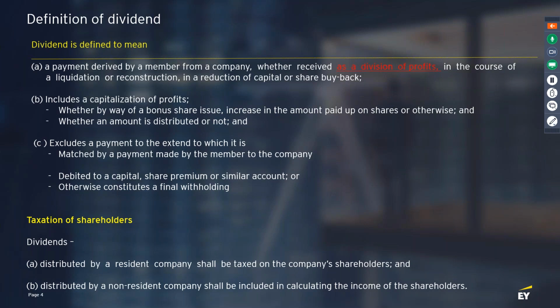Since Roshni has well explained the inclusions and exclusions of the definition of dividend, let's further discuss the tax implications of dividends.